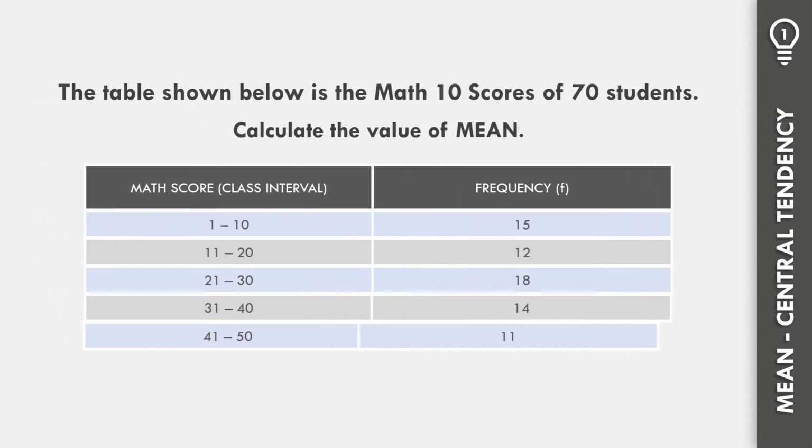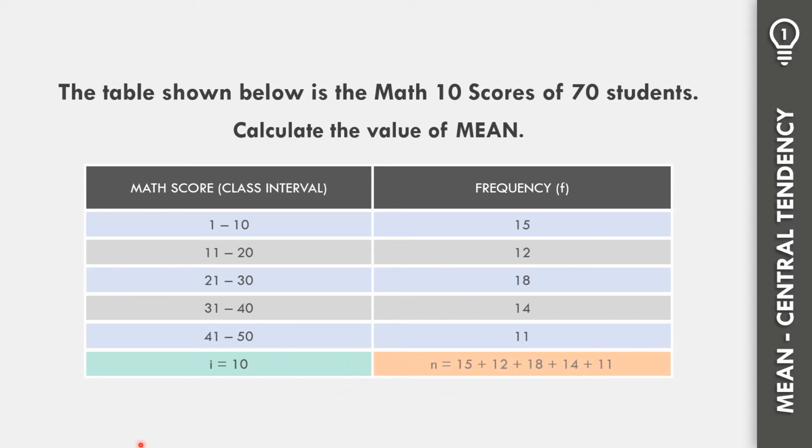In example number 1, the table shown below is the Math 10 scores of 70 students. Calculate the value of mean. So let us first identify the interval. If we count, that is 1, 2, 3, 4, 5, 6, 7, 8, 9, 10. So the interval is equal to 10. Or you may subtract 50 minus 40, the answer is 10. 30 minus 20, the answer is 10. So as you can see, in each class, we have the interval that is equal to 10.